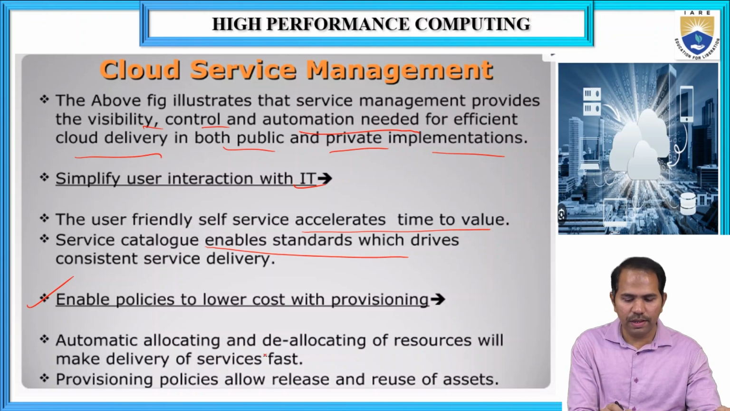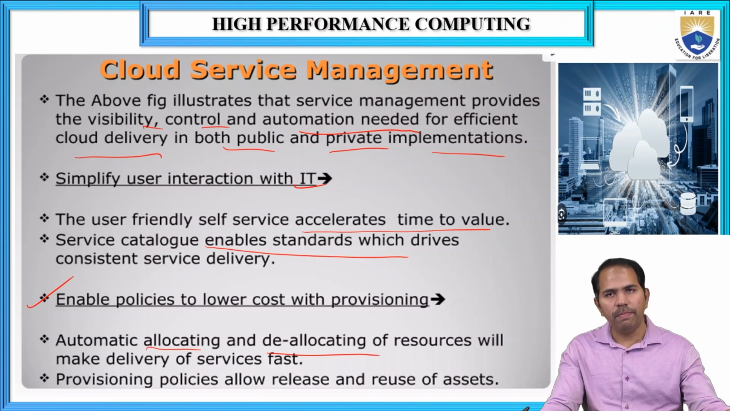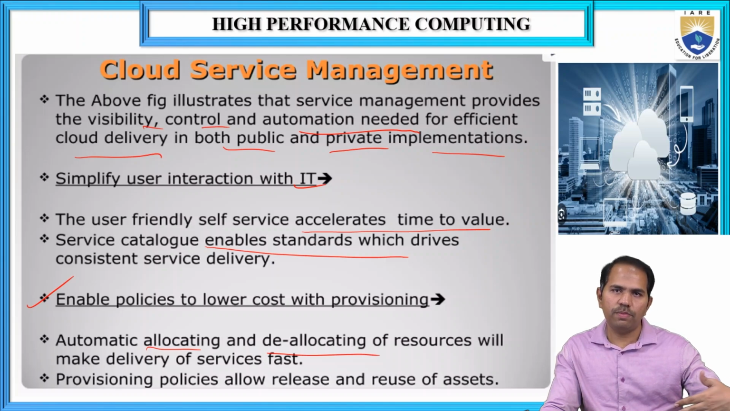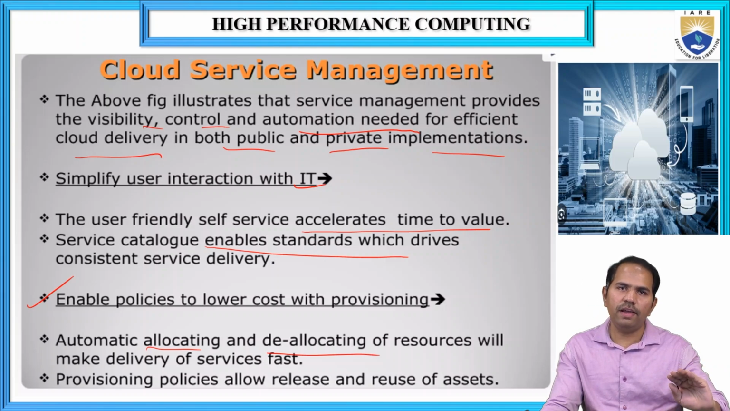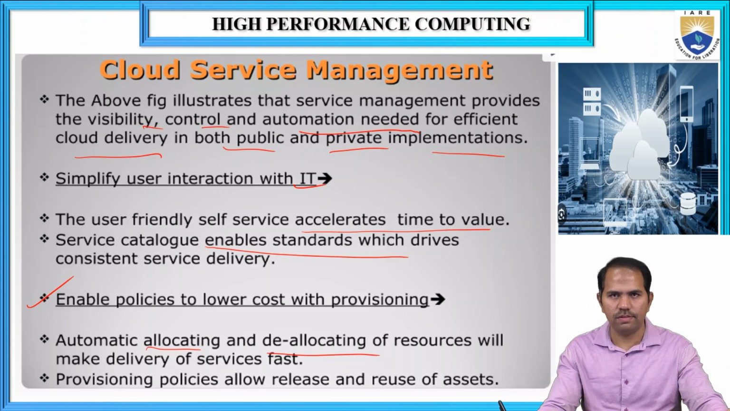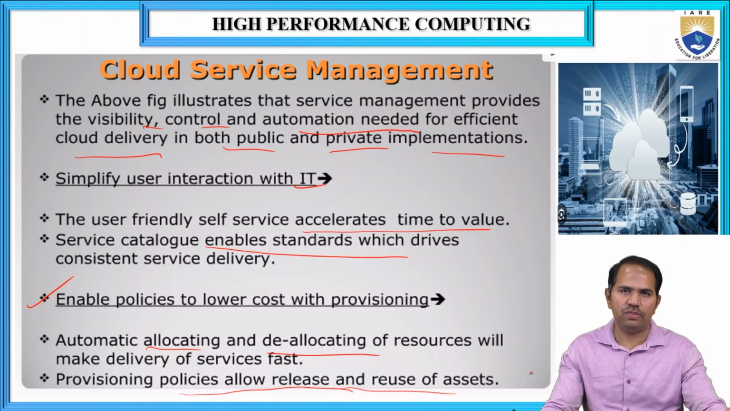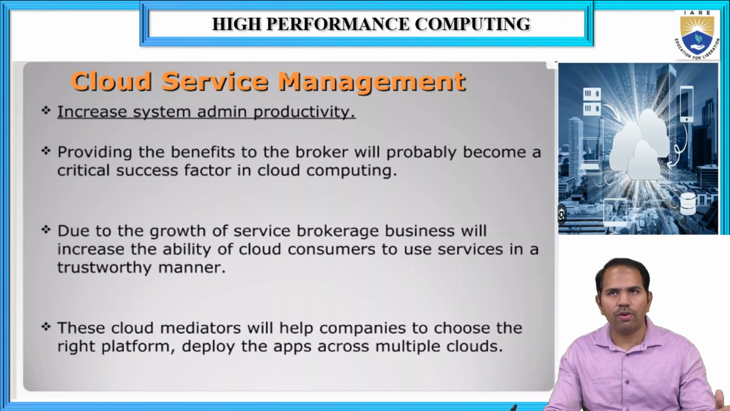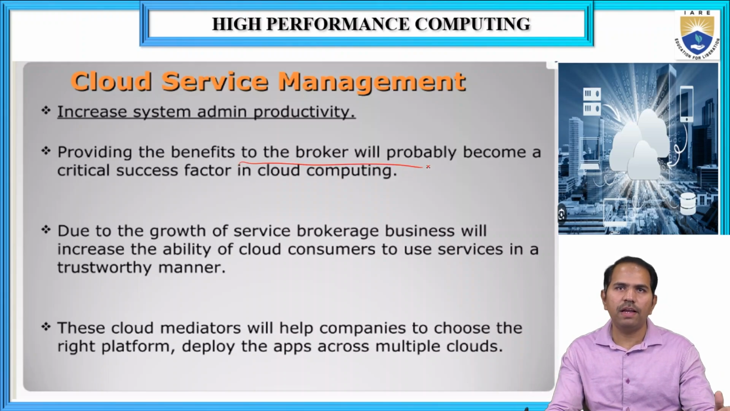Now observe that automatic allocating and deallocating of resources makes delivery of services fast. Whenever the user interacts with the cloud services, resources are automatically allocated, and whenever the user releases them, they are immediately deallocated. This is the important thing. Provisioning policies allow release and reuse of assets. The other thing we discuss in cloud service management is increased system admin productivity. Providing benefits to the broker will probably become a critical success factor in cloud computing.